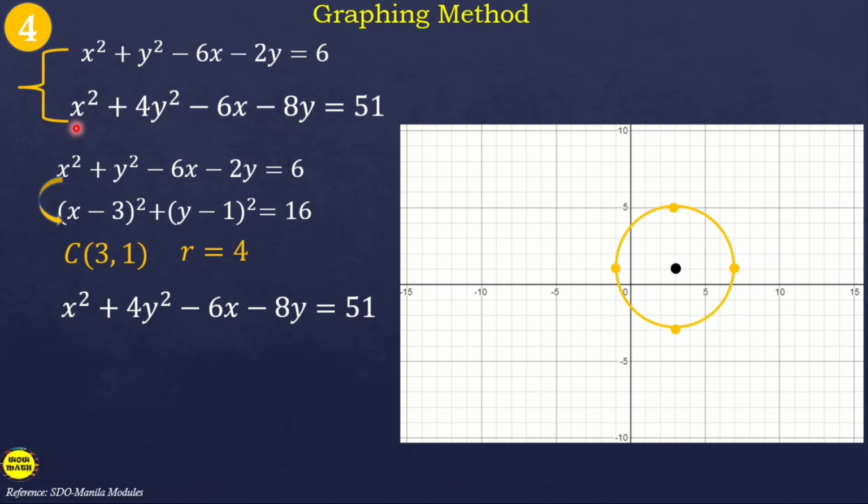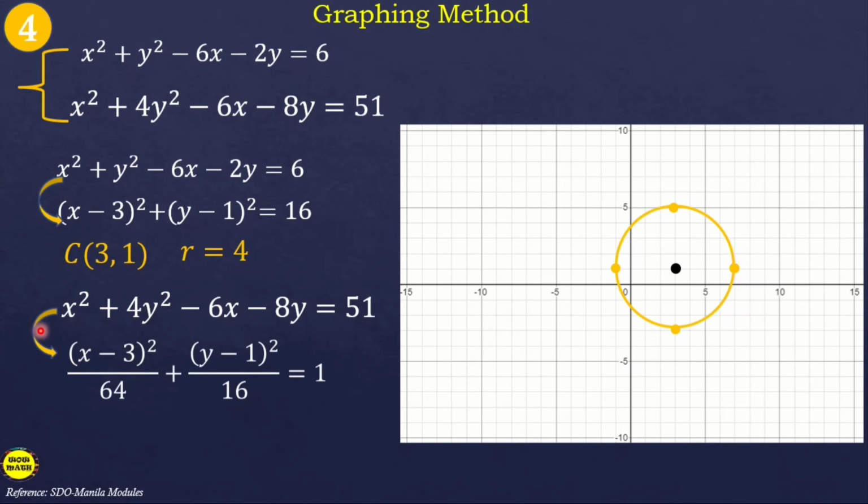Pangalawa, yung x squared plus 4y squared minus 6x minus 8y is equal to 51. Since ito ay ellipse, so ita-transform natin into standard equation ng ellipse. So magiging ano yan? The quantity of x minus 3 squared over 64 plus the quantity of y minus 1 squared over 16 is equal to 1. So same sila, no? Yung center natin, makikita natin sa 3, 1.